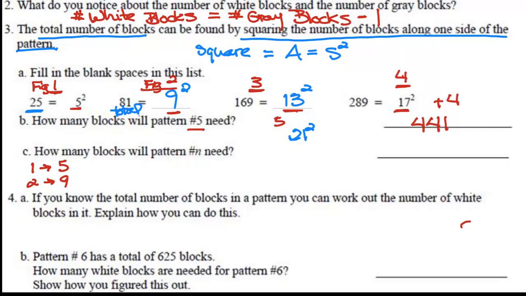Add 4. So let's see if that works for all of these. So if I have 1 plus 4, that gives me 5. So that works for the first one. Just a minute. So if I do 2 plus 4, that only gives me 6, not 9. So it can't be just to add 4.